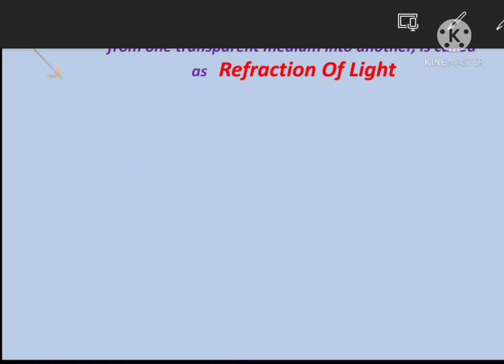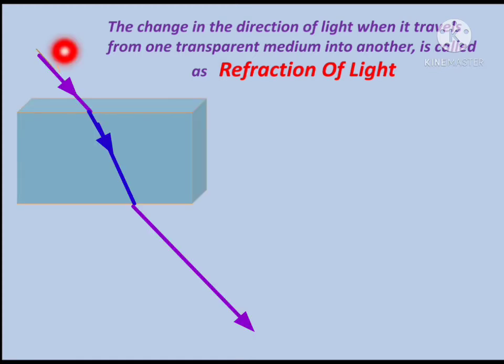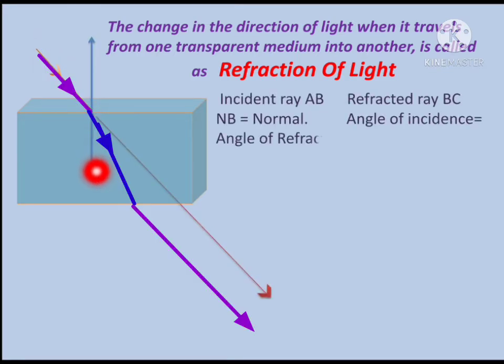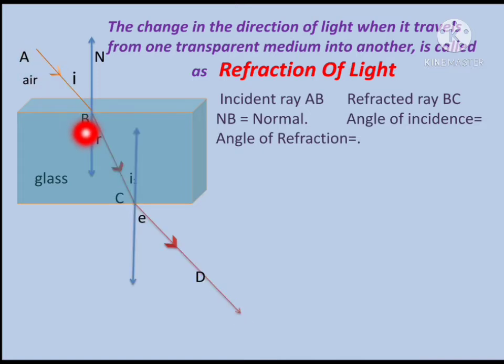We know light rays always pass in a straight line in a transparent medium. But when light rays coming from one transparent medium enter into another transparent medium, they change their direction. This is called refraction of light. The light ray coming toward the surface is called the incident ray, and the light ray that changes its direction after refraction is called the refracted ray.